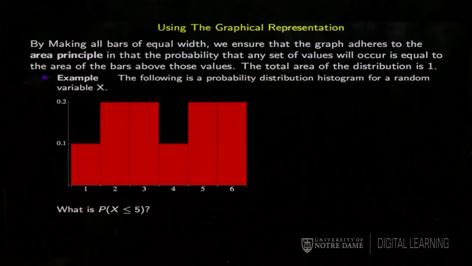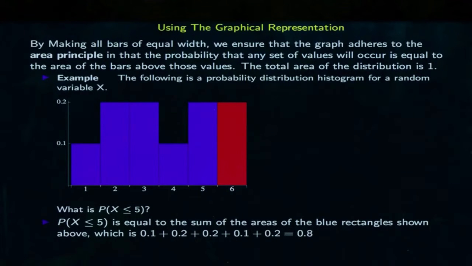outcomes. So here, for example, we have the probability distribution for a discrete random variable x, whose possible values are 1, 2, 3, 4, 5, and 6. And the area of each of those bars is equal to the probability that that value will occur. What is the probability that x is less than or equal to 5? Well, it's the sum of the areas of the rectangles above 1, 2, 3, 4, and 5, which are now the blue rectangles. And we can see that that's 0.1 plus 0.2 plus 0.2 plus 0.1 plus 0.2.